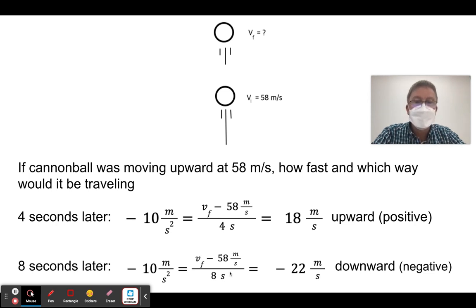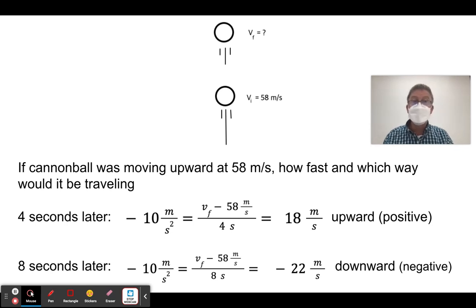But when I do this, what I get now is negative 22, because when I multiply this through and then subtract, I get negative 22, which tells me it's now moving in the downward direction. It's already past this apex and it's now coming back down. So this is the power of the directional component of vectors.